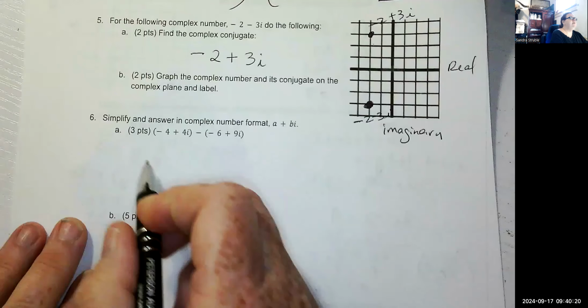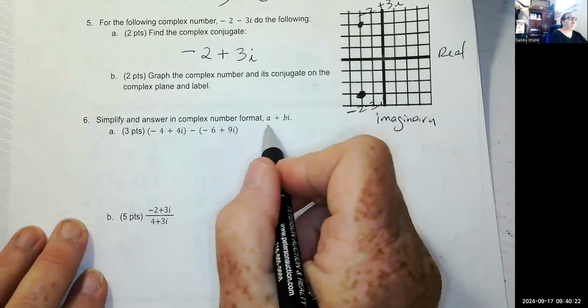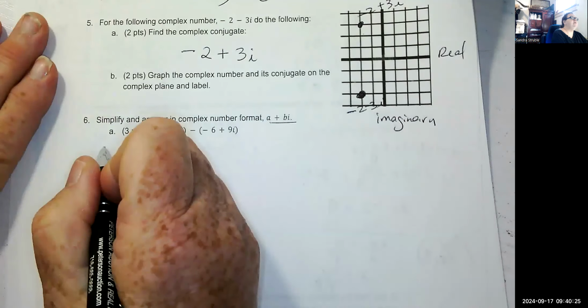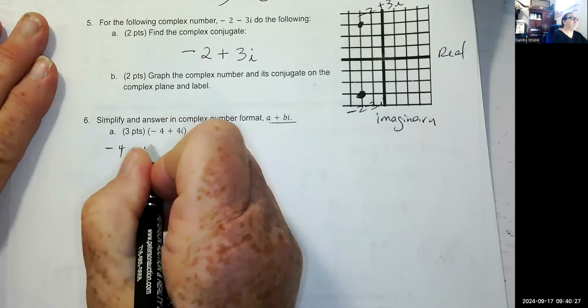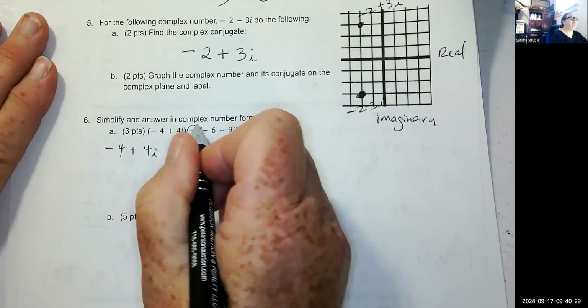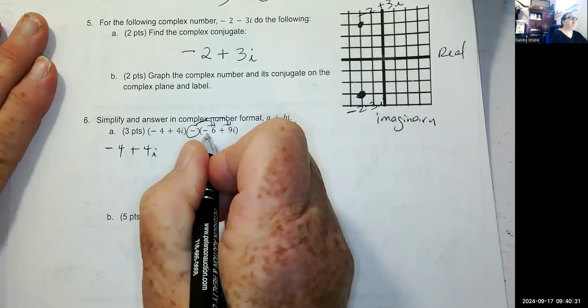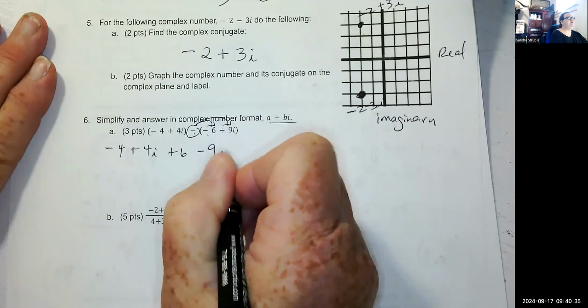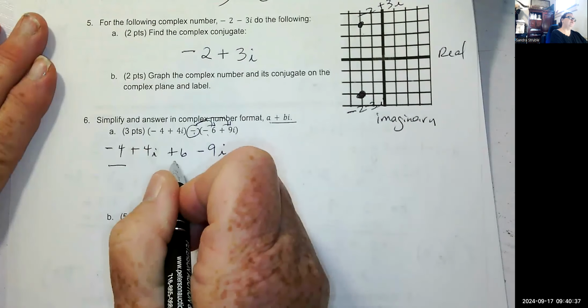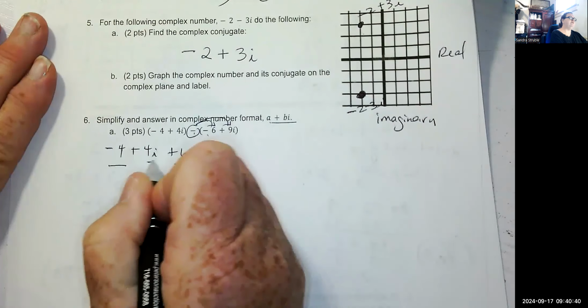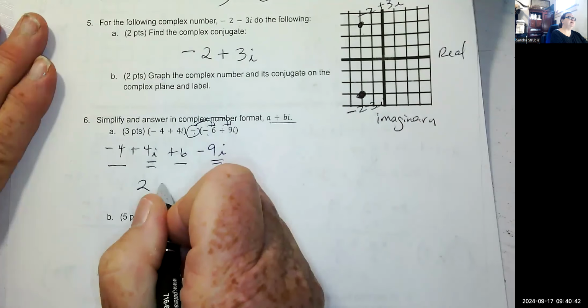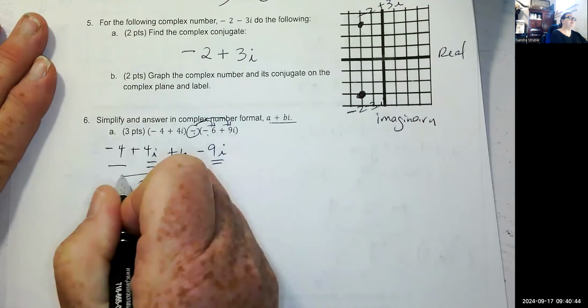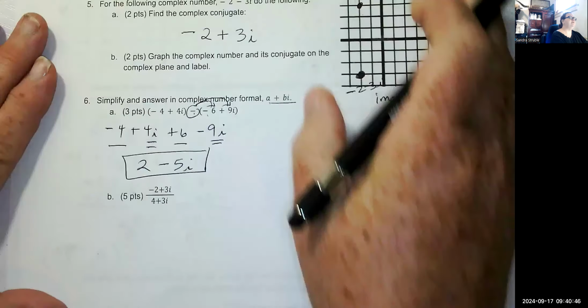Okay. Simplify the answer in complex number in this format. So I'm just going to rewrite this. -4 plus 4i. I'm going to go ahead and distribute my negative to both. Negative times a negative is +6. Negative times a positive is -9i. Combine like terms. -4 plus 6 is 2. 4i minus 9i is -5i. A plus bi format, good to go.